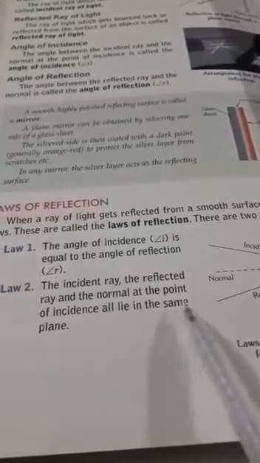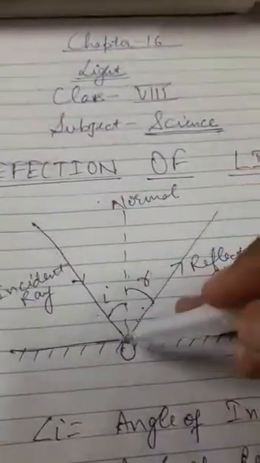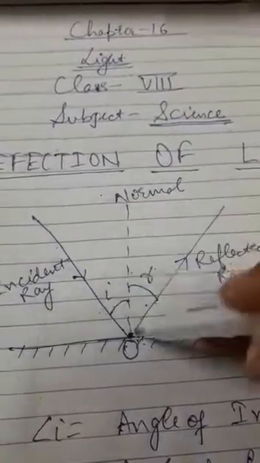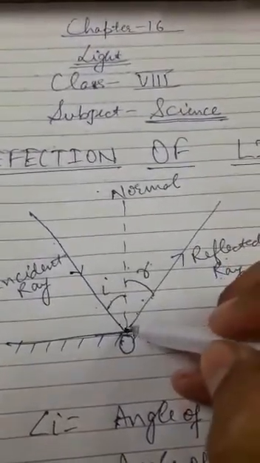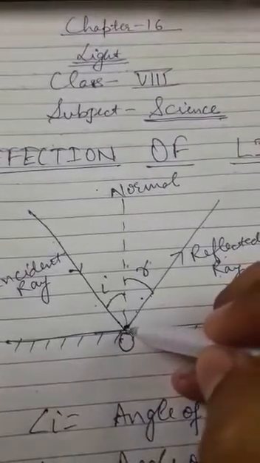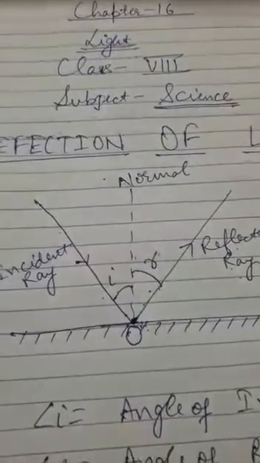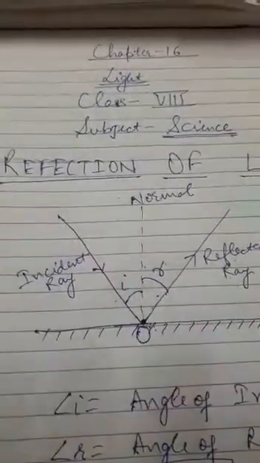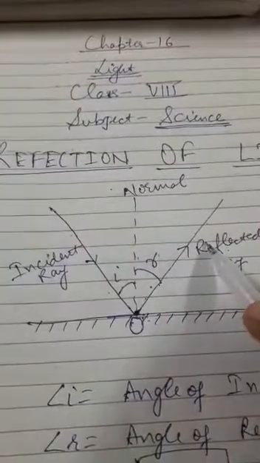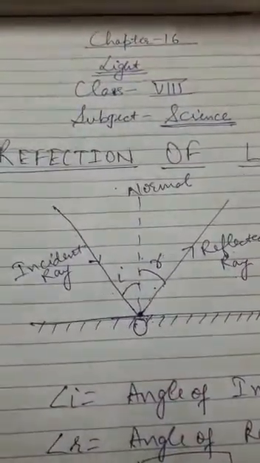What does the second law state? The second law states that the incident ray, reflected ray, and normal at the point of incidence all lie in the same plane. Here you can see in the figure that the incident ray, reflected ray, and normal ray, all these three rays are at the same point of incidence and in the same plane. This is the second law, that all the three rays lie in the same plane.